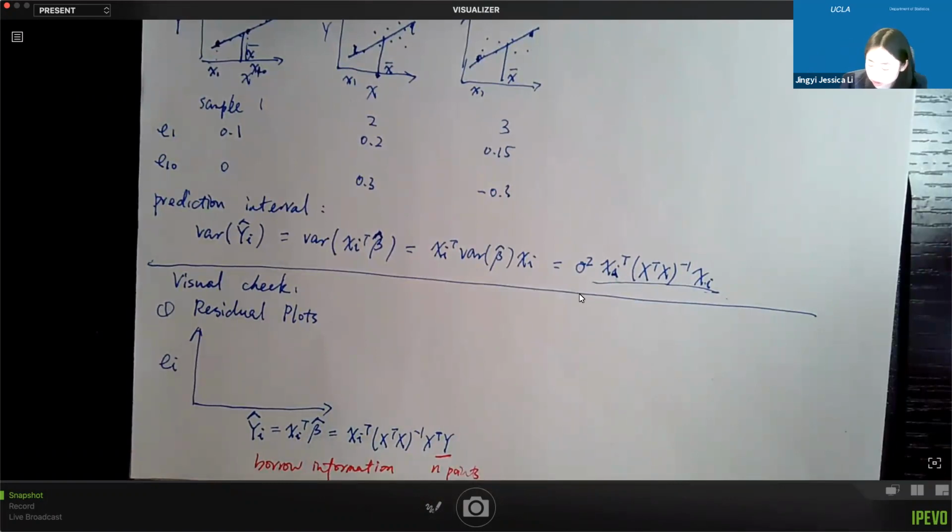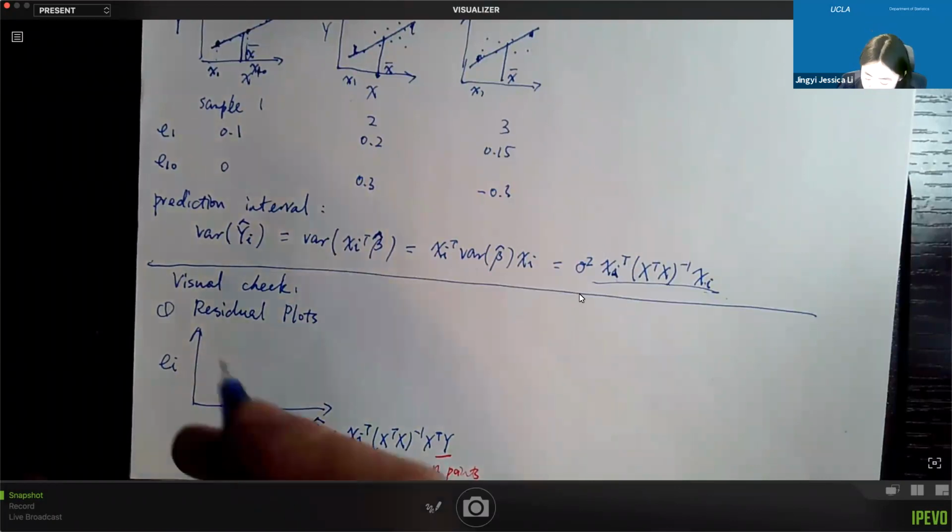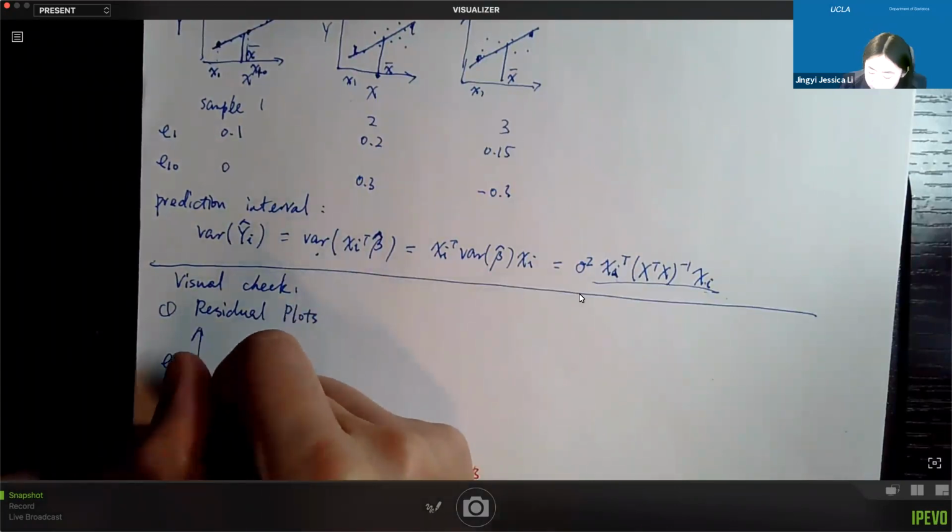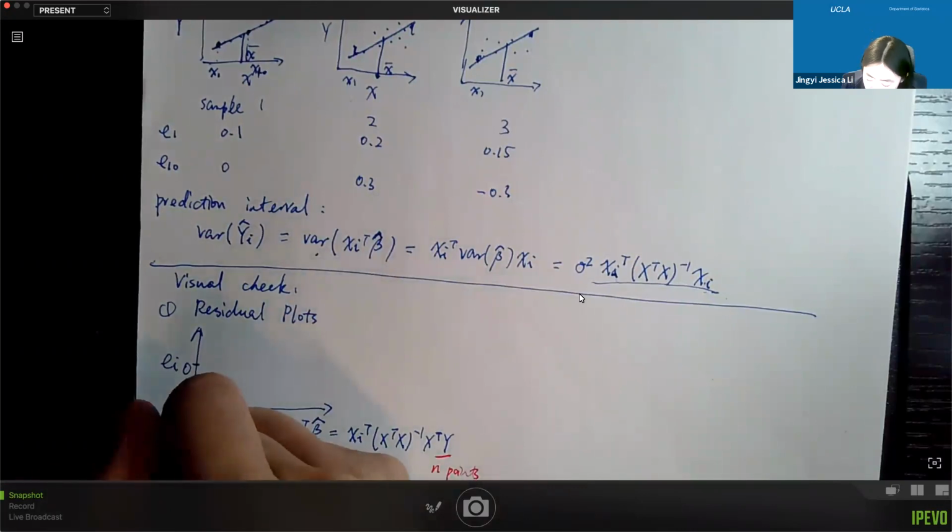Okay, so looking at the residual plot, what we really want is that there's no specific pattern in how the residual looks given the fitted yi hat value. So ideally, because we know the residual is expected to have mean 0, right?